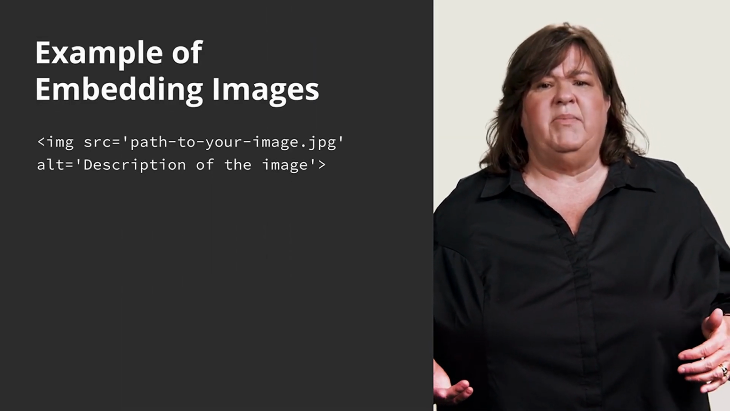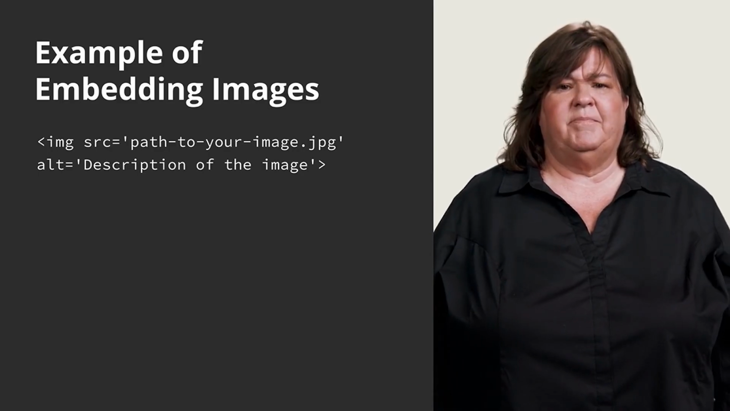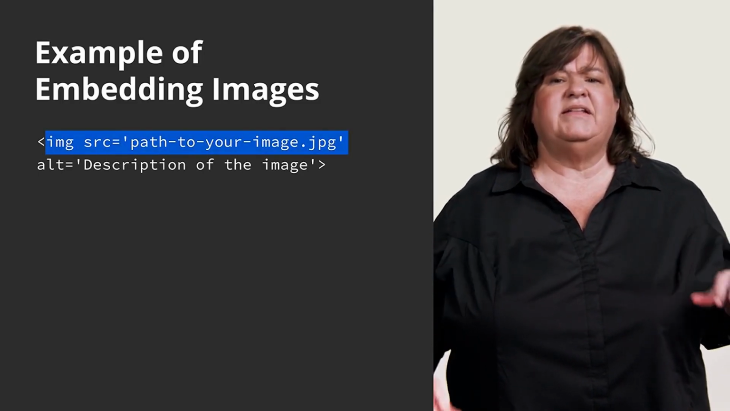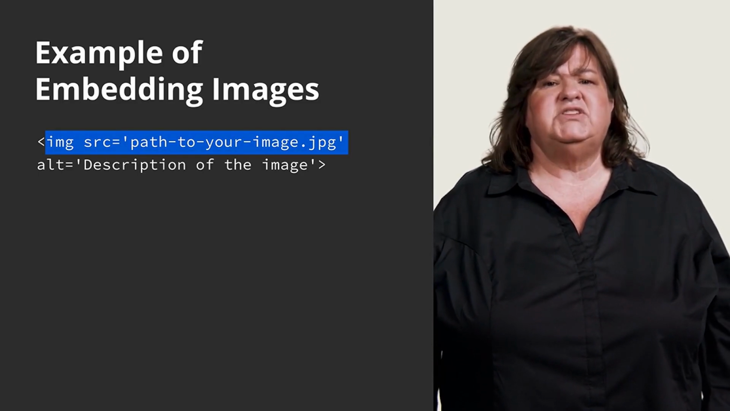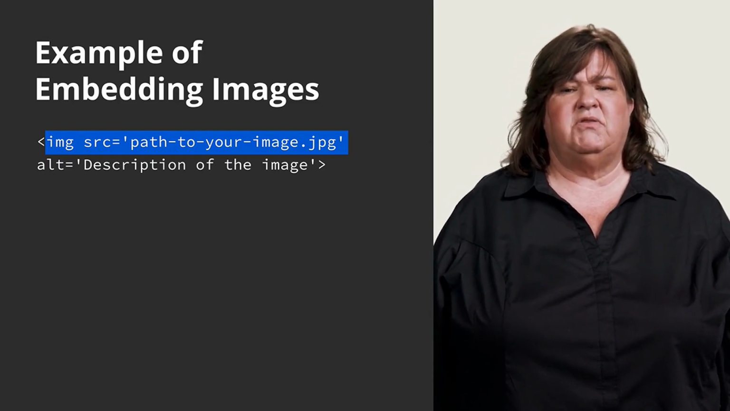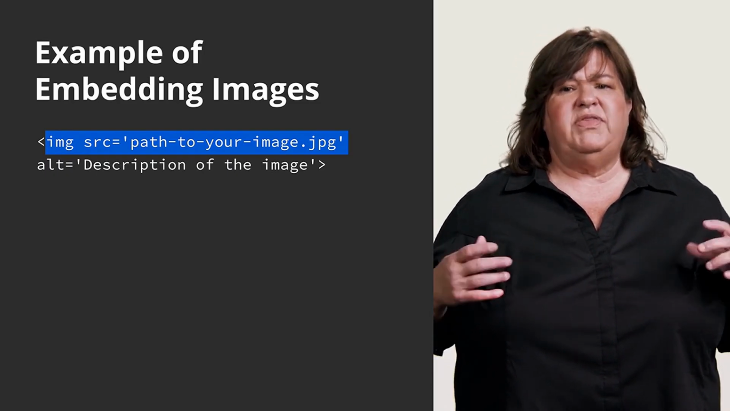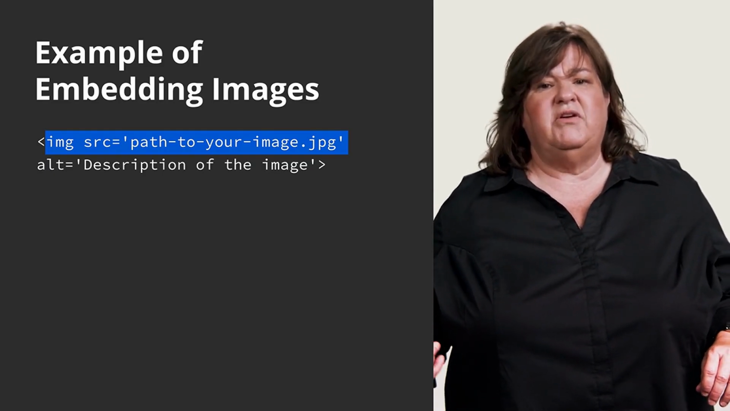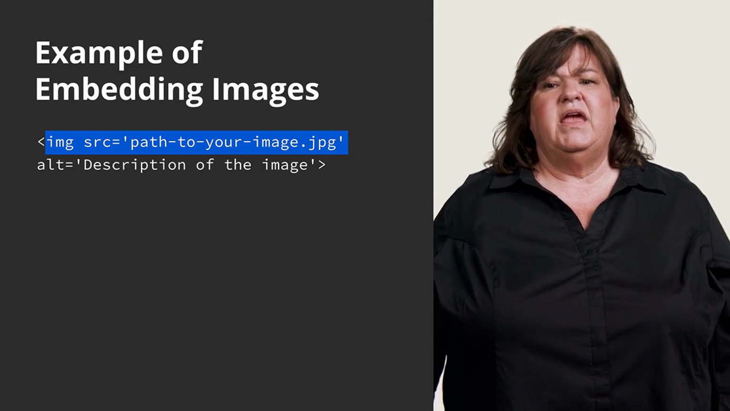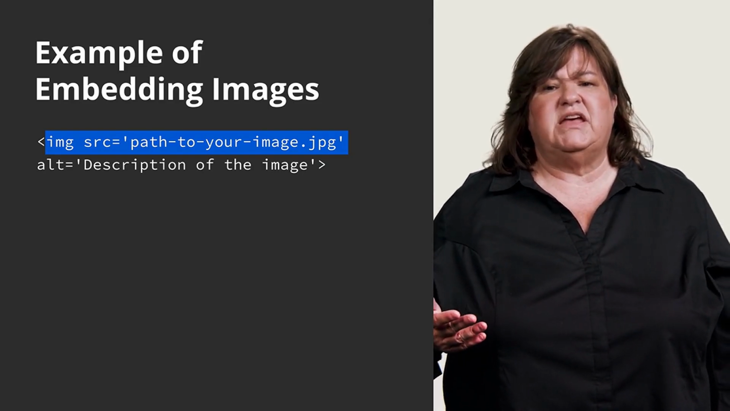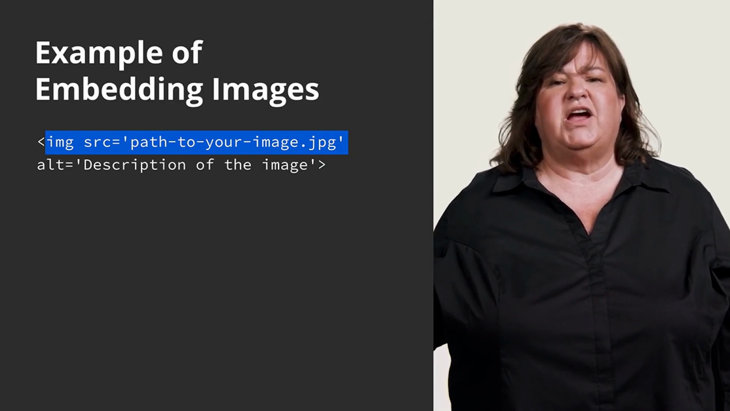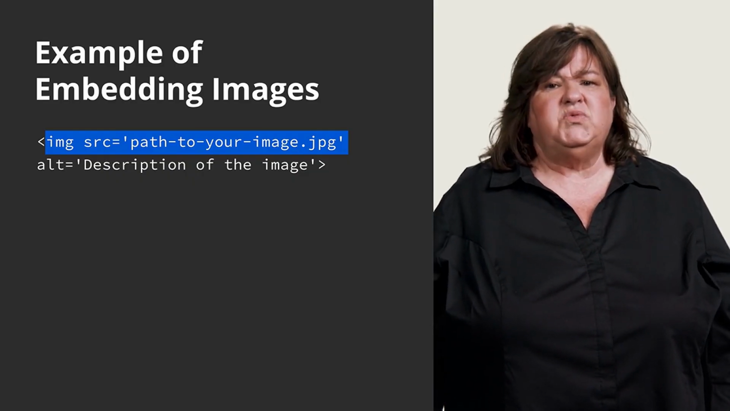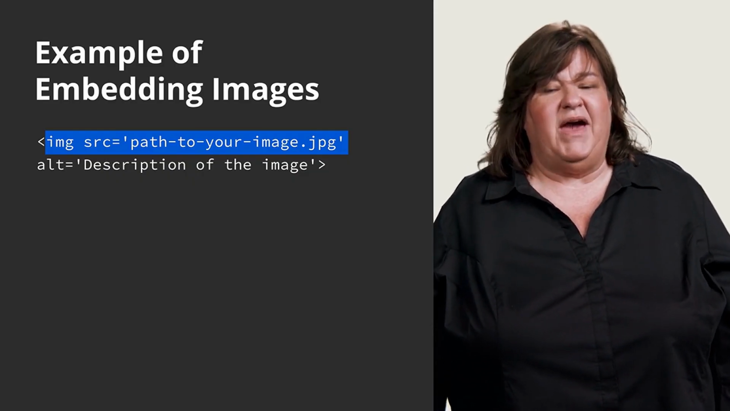Let's explore how to add an image to an HTML page using the IMG tag. The IMG tag doesn't need a closing tag and is used to embed images into a web page. We start with the SRC attribute, which stands for source. This points to the location of the image file. In our example, the image source is set to path_to_your_image.jpg, which would be replaced by the actual file path to your image.